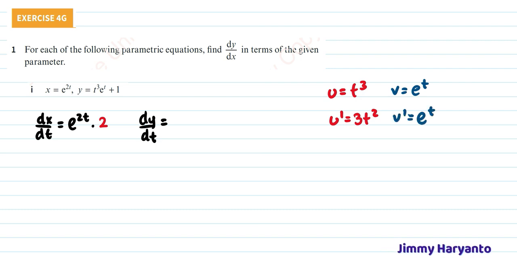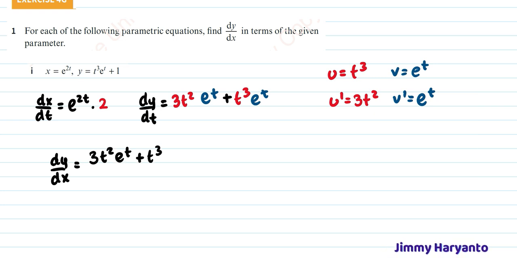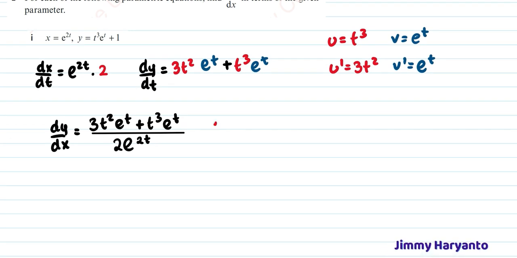Same. That means this one is u prime v plus u v prime, and v prime is e to t. Okay, let's leave it like that. And then dy over dx equals dy first, 3t squared e to t plus t cubed e to t, over 2e to t. Okay, I think we can divide them all by e to t over e to t.